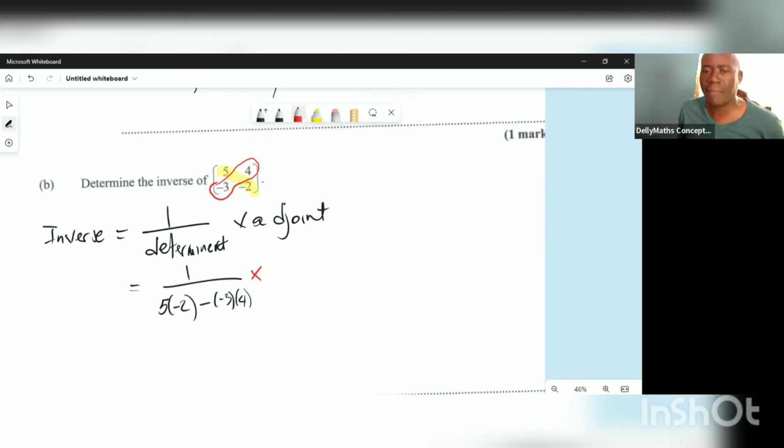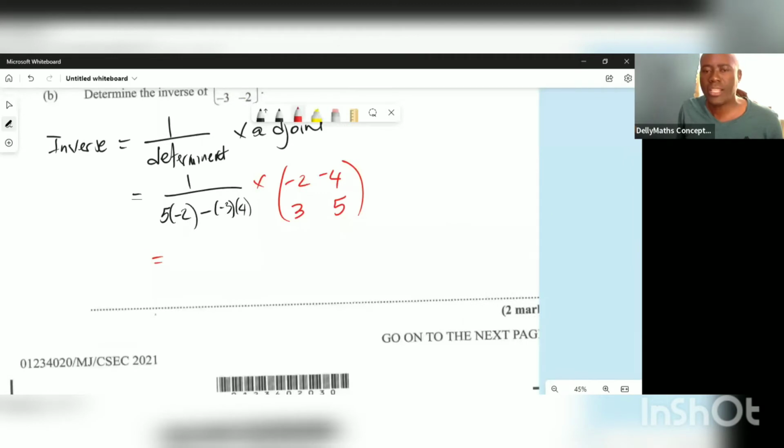And then we're going to put that beside the adjoint. In the adjoint, we're going to switch elements on the main diagonal. So the -2 comes up here. The +5 goes down there. And then we change signs on the non-leading diagonal. Let's finalize this some more. Now let's work out this here. This is going to give me a -10 and a +12 beside this. So we have to make sure that we're not making any errors. Finally, this is a half of everything that we have.